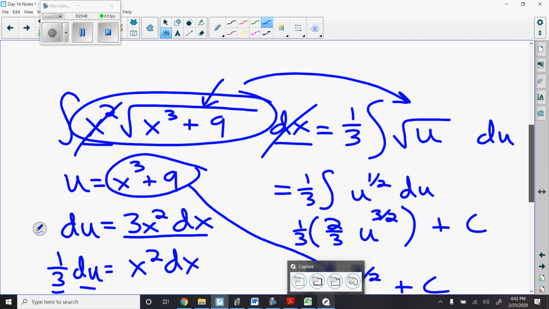Okay. So that's going to be it for today. We'll look at some of these u-substitution problems Monday in class. Right? They're kind of tricky, but the more we do it and the more we practice, the easier they become.